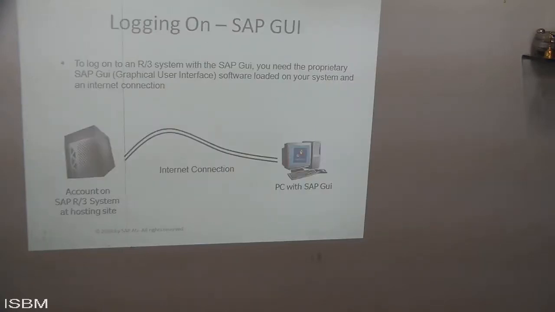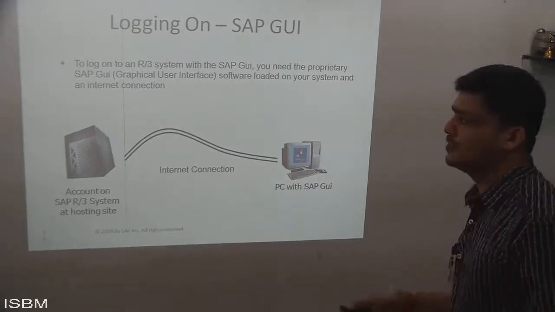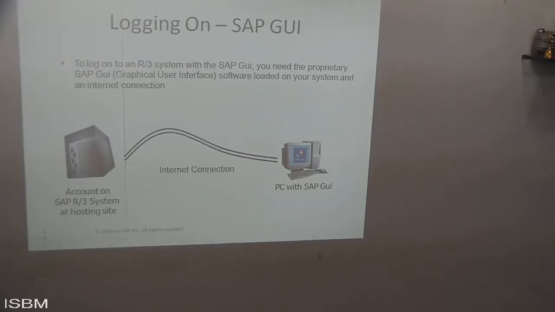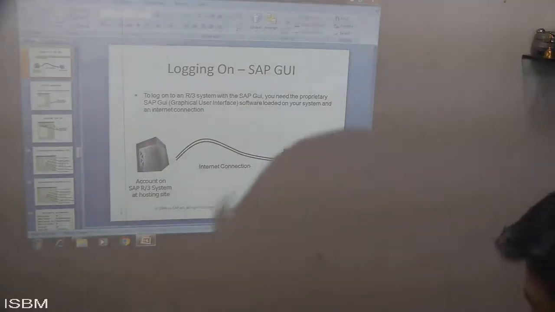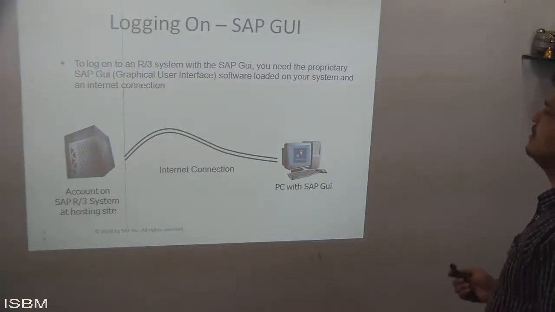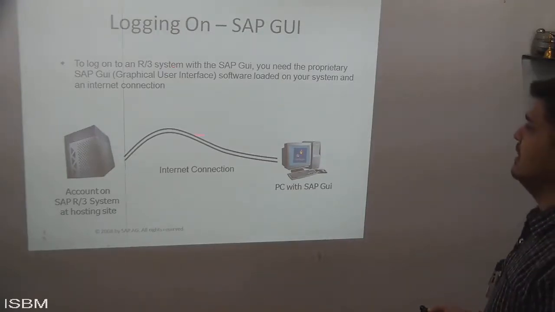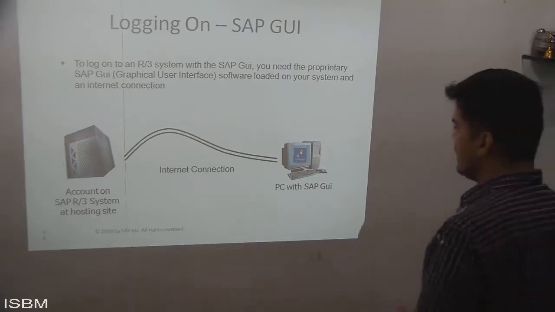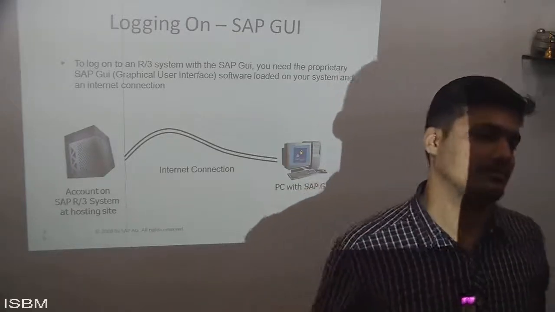Logging on into SAP GUI. SAP GUI is nothing but a graphical user interface. I have told you about this. So, logging on to SAP GUI: how will you log in and how will you go through this? To log on to the SAP R3 system within the SAP GUI, you need the proprietary SAP GUI graphical user interface software loaded into your system and an internet connection. When you want to go into the SAP logon pad, obviously this software has to be installed on your system.